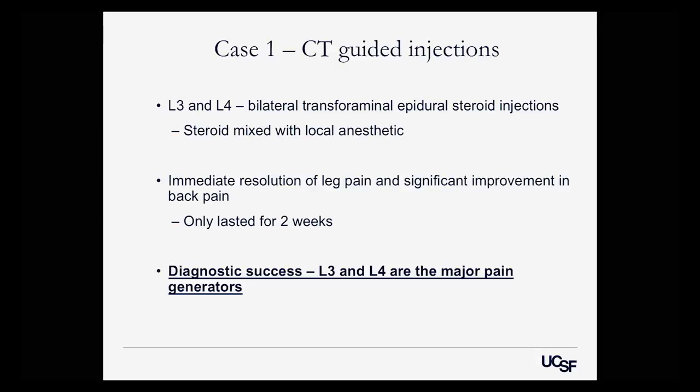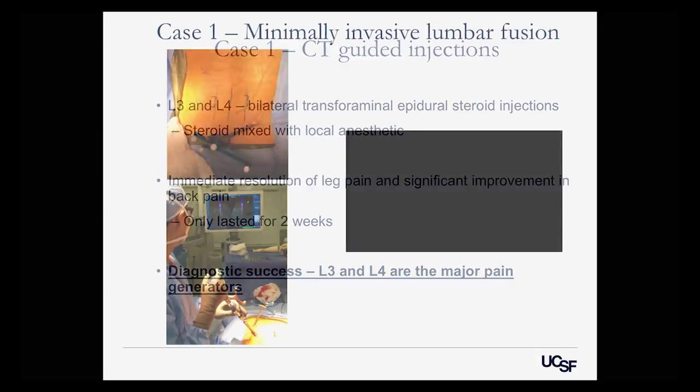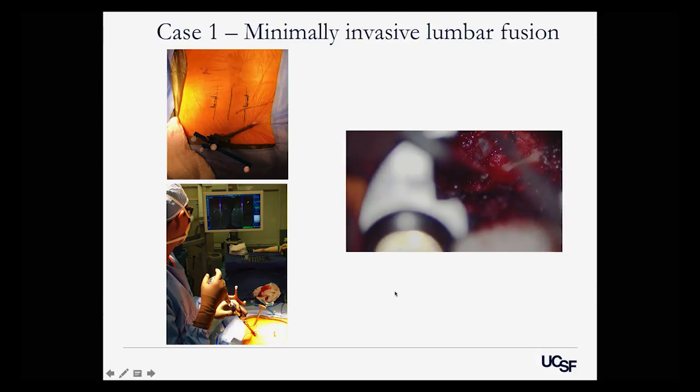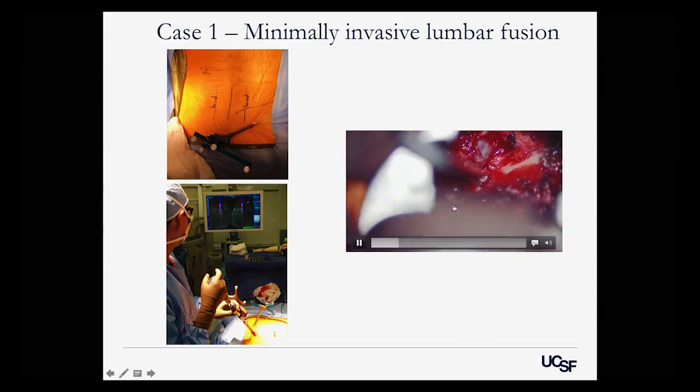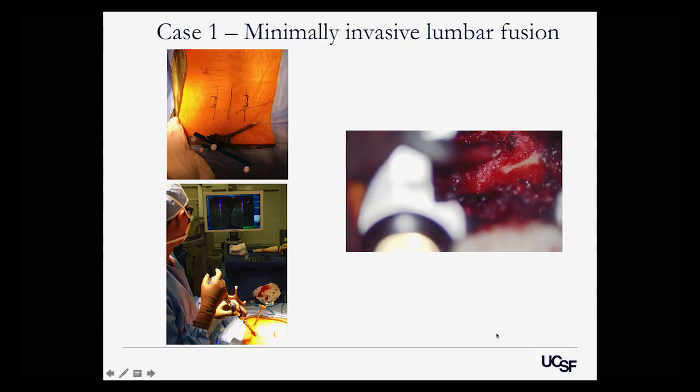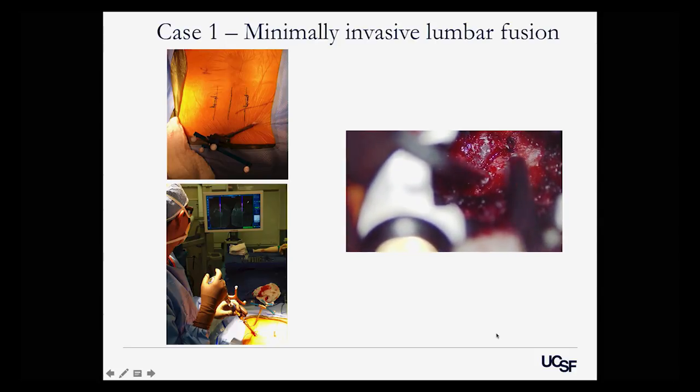Having said that, I consider this a diagnostic success because we had pinpointed the levels, L3 and L4, as the major pain generators. And I was able to design a very focused, minimally invasive fusion at those two levels. And this is what my operating room setup looks like. I actually use image guidance to place these screws. And again, it's down the microscope. I can visualize the nerve root and remove all the bone that's putting pressure on this patient's nerves.